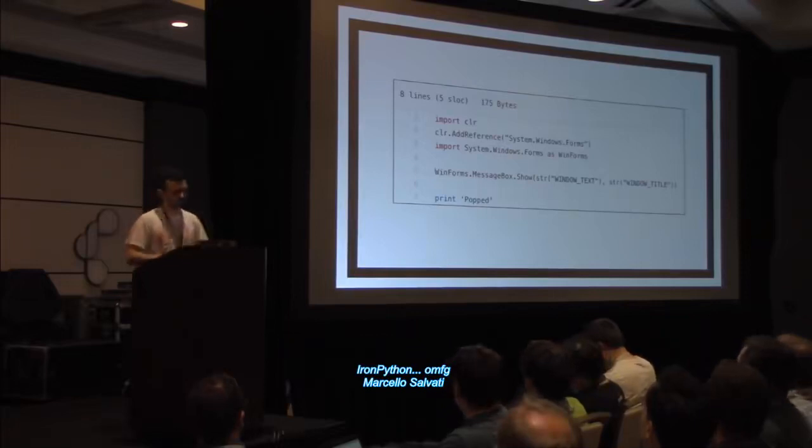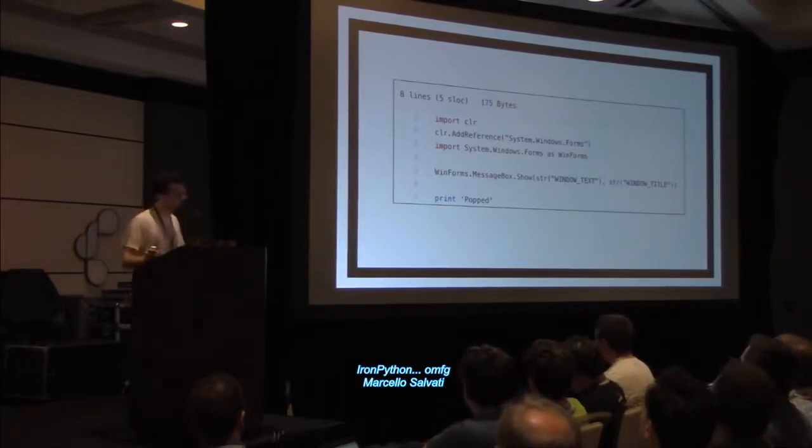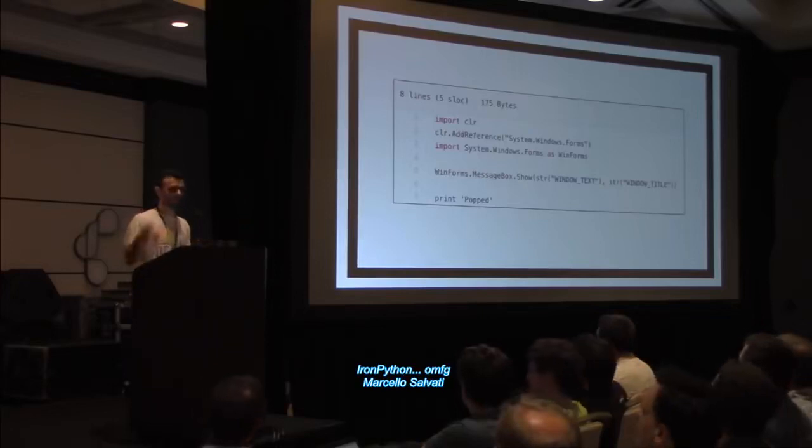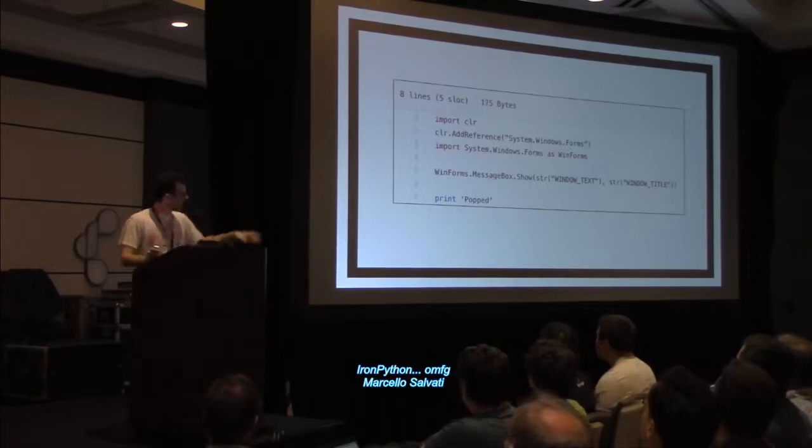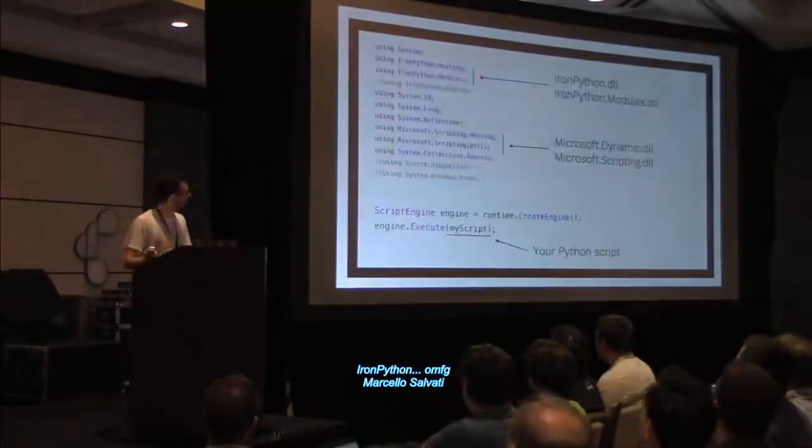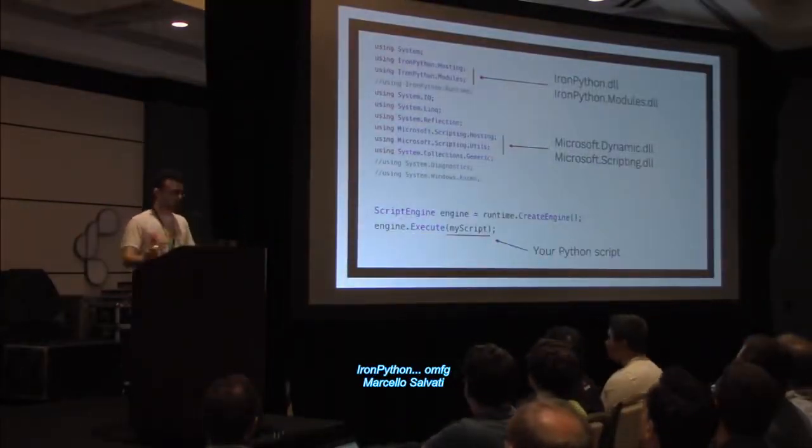The first thing, I just want to get this working, right? At this point, I just wanted something to work, and this is the simplest thing I can come up with. Import clr, which is how you can add references to assemblies in IronPython. Import clr, add reference System.Windows.Forms, and this just pops a message box. Pretty simple, right? I just want this to run. I just want to see a message box.